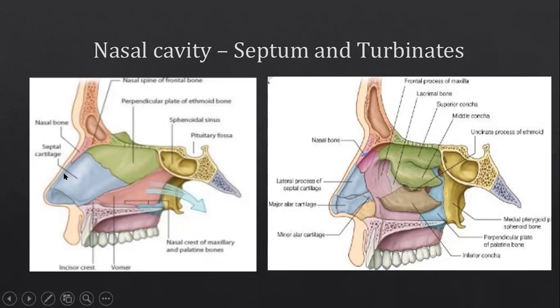So the nasal septum itself is a fairly straight structure, usually with a slight deviation onto one side or the other. Superiorly, it is connected to the anterior skull base, and inferiorly it is connected to the palate, whilst posteriorly it is in contact with the sphenoid sinus.